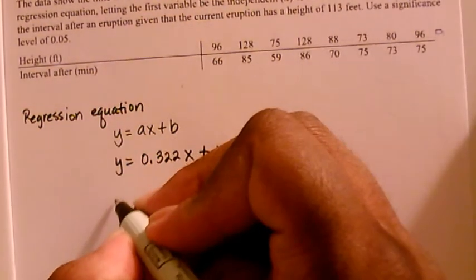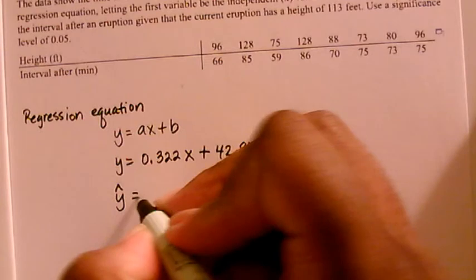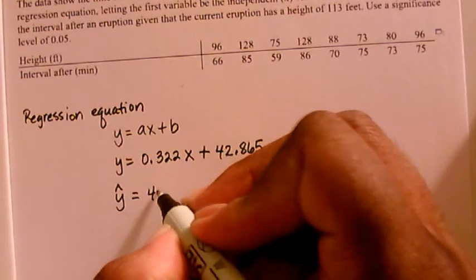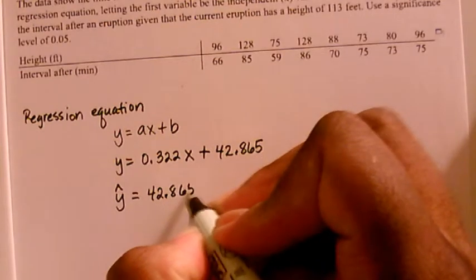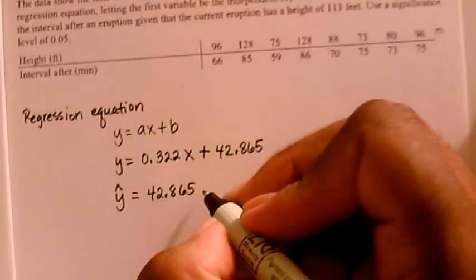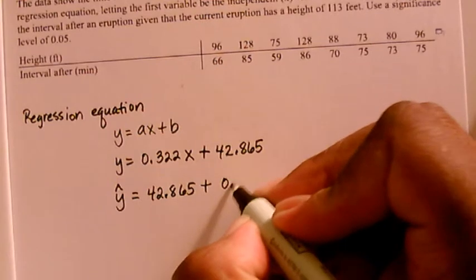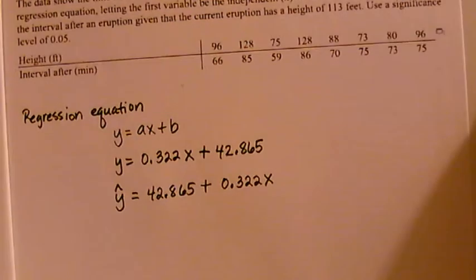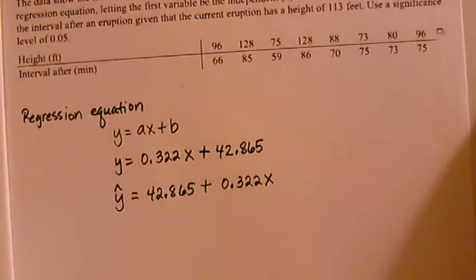Now here, watch. Written this way, it would be 42.865. We write the y-intercept first and then plus the slope with the x behind it, 0.322x. So y hat is equal to 42.865 plus 0.322x. Okay, so that's your regression equation.